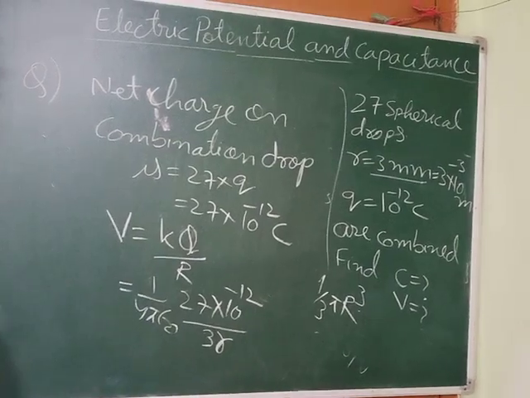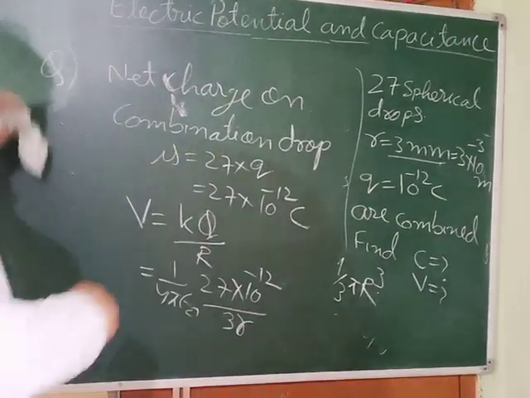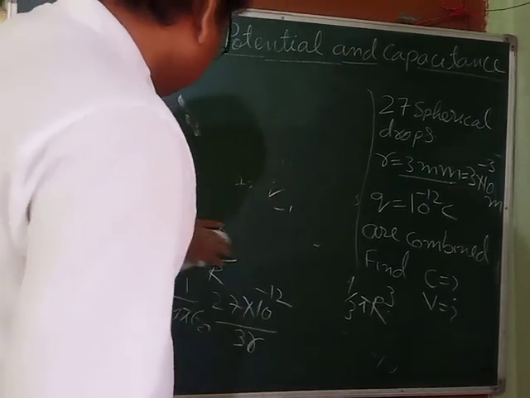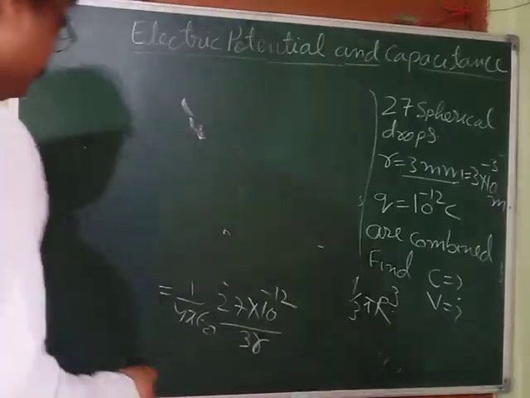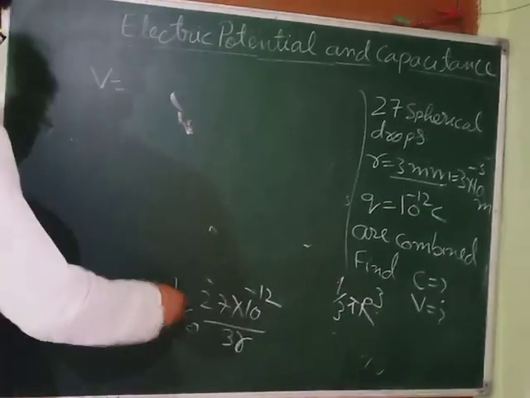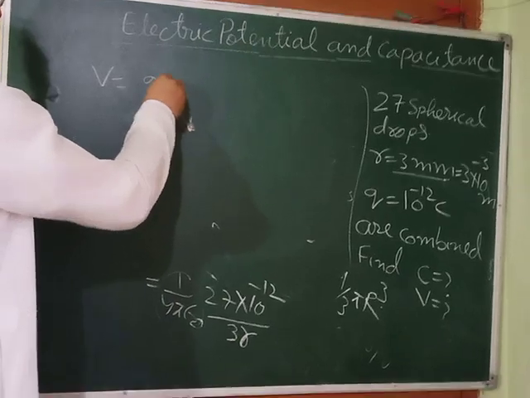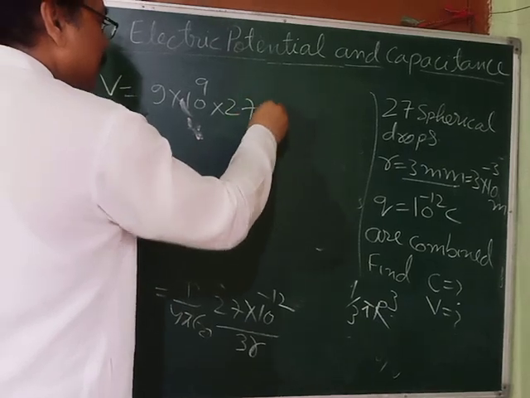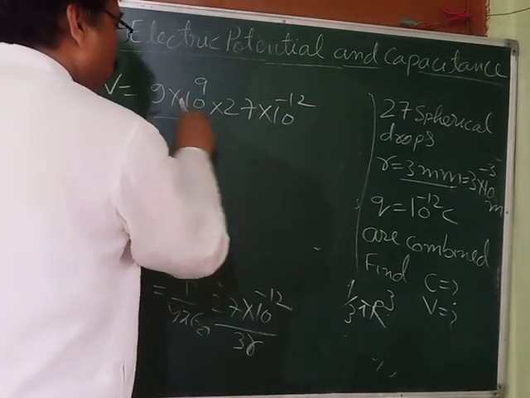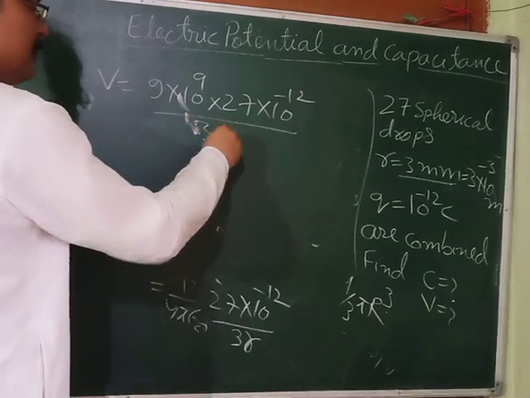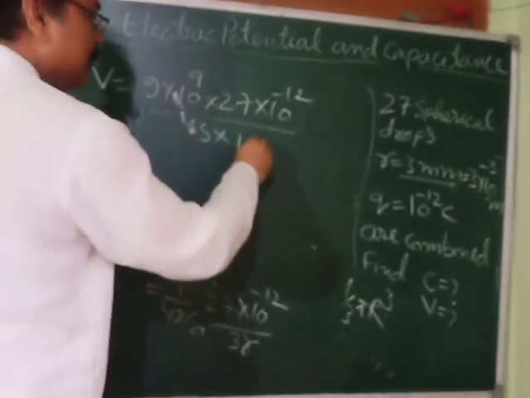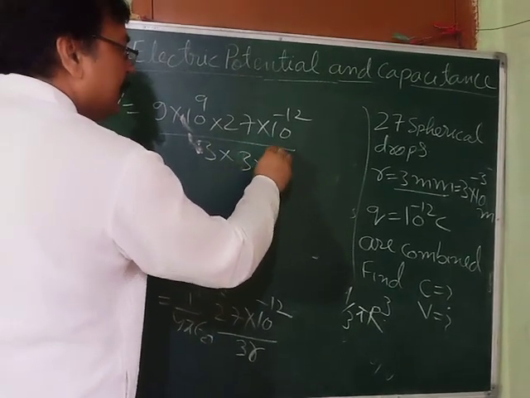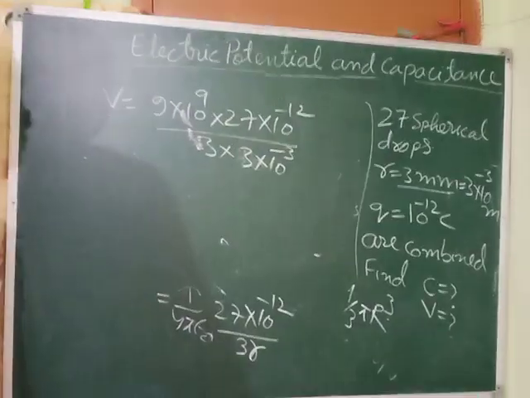Clear? Now what we can do, we can put the values. See, potential is equal to, value of this is how much? 9 into 10 to the power 9. This is 27 into 10 to the power minus 12. Radius 3 into small r. What is small r? Small r is 3 into 10 to the power minus 3. Okay. So what will we get?